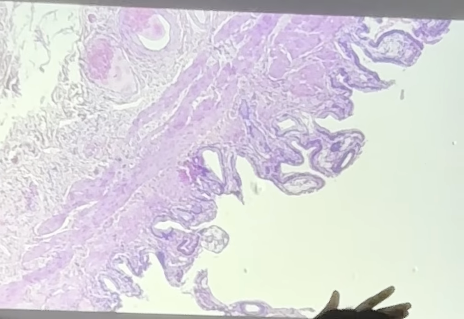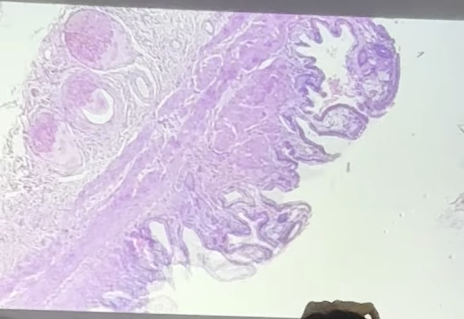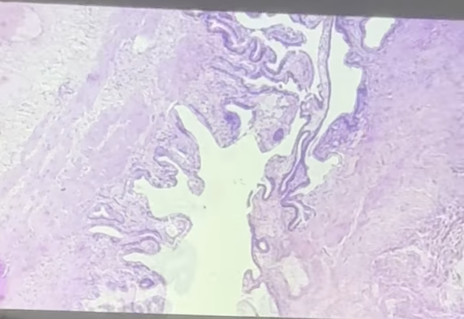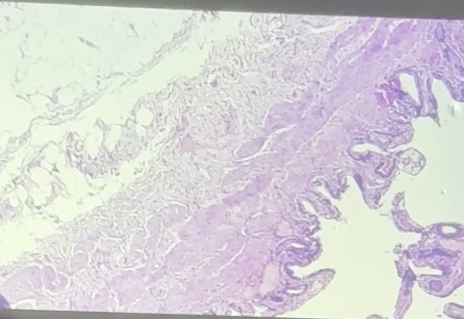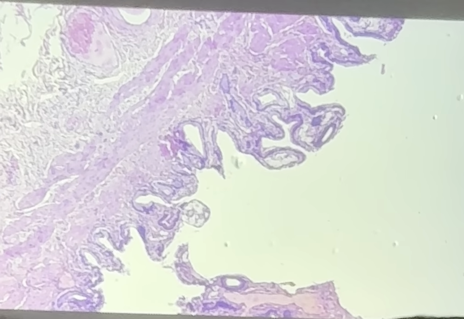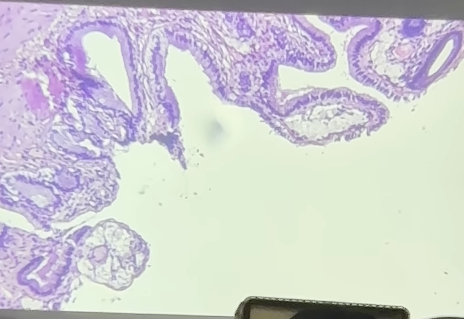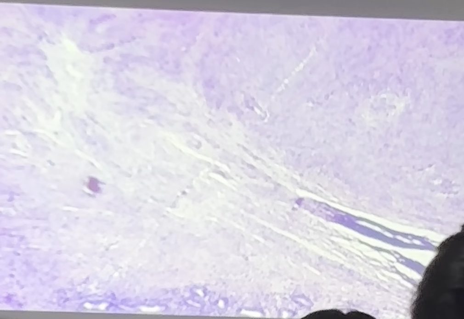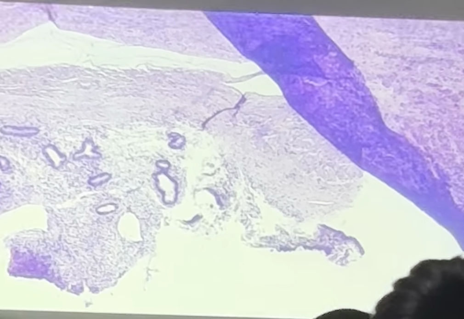Next. What's this one? I'll show this to you later. But do you know what organ this is? Have you forgotten? There's no submucosa. I'll show this to you.